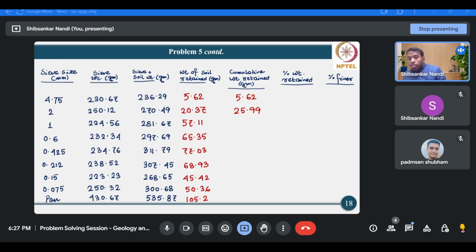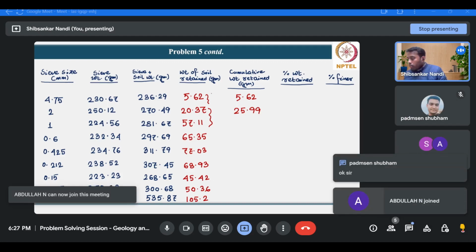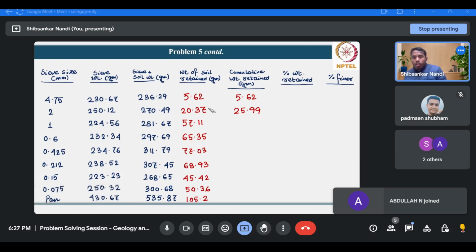Oh, sorry. You are making one mistake. For 1 mm sieve size, not only these two, you have to add this as well, no? Because 4 mm for one, two is coarser than one. At the same time, 4.75 is also coarser than one, no? So you have to basically add all these three components. Therefore, for 1 mm sieve size, the cumulative weight retained will be 83.1. Okay.